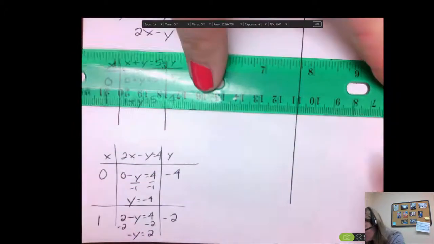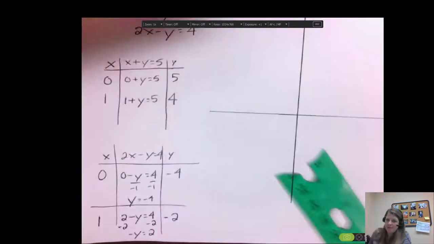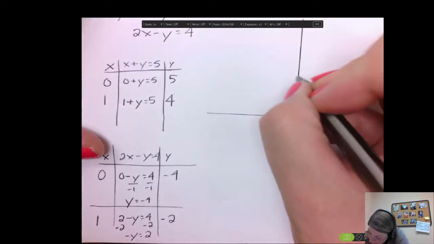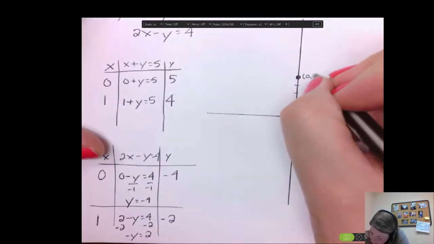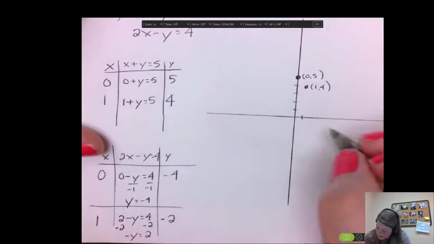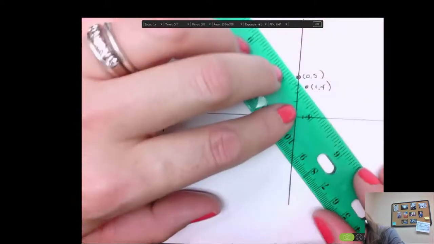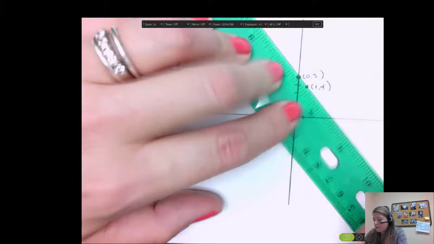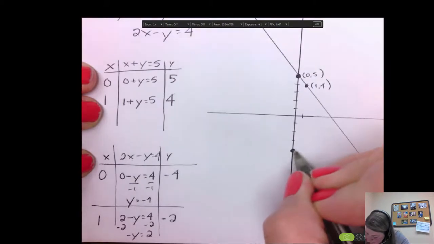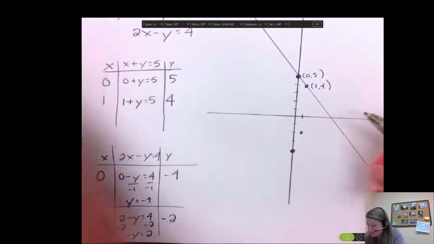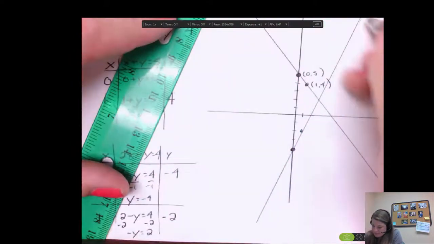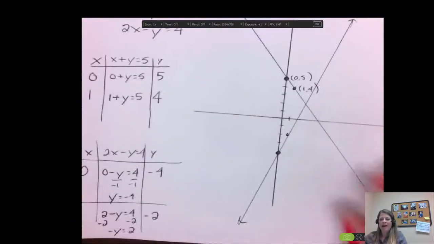Now I'll use a ruler this time so my graph doesn't look quite as crappy as my first one. So 0, 5. So 0, 1, 2, 3, 4, 5 is about here. It's the point 0, 5. And the point 1, 4 is about here. And let's draw a line between those. And 0, negative 4, 1, 2, 3, 4 is here, and 1, negative 2 is here. I didn't label those, but okay, so there is my graph.